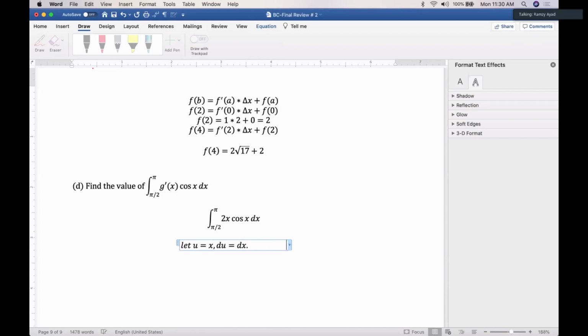What else we have? dv equal to cosine x dx, right? We have to put dx there, while v is, what's the integral of that? Sine x? Mr. Ayad, I think you forgot the 2 for u. No, I did not forget anything. 2 is constant, can be taken outside, and I intend to take it outside.